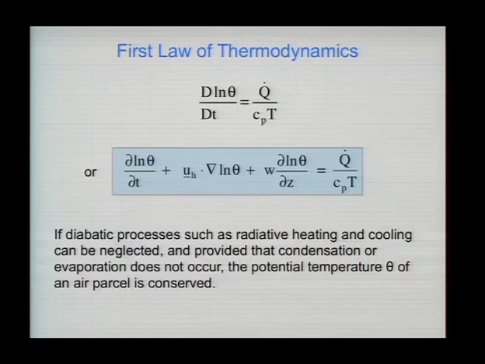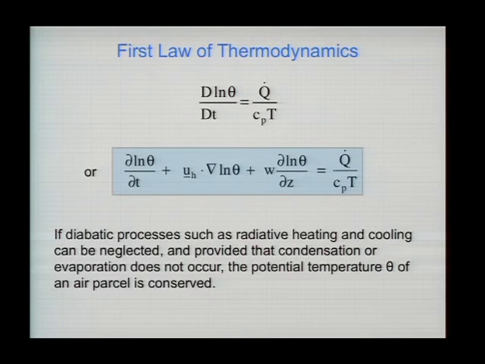All right, let's use some of this information now in the other really important law for meteorologists and climate scientists, the first law of thermodynamics. The first law of thermodynamics is based on conservation of energy.